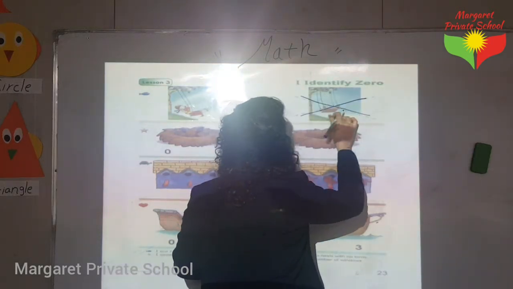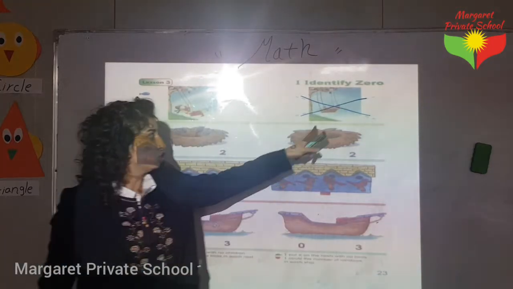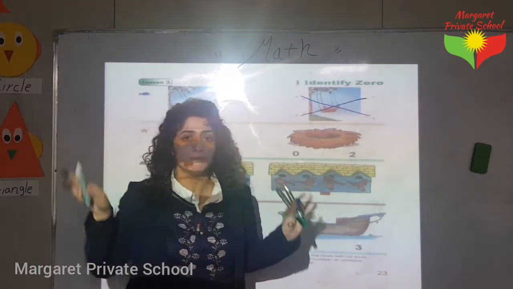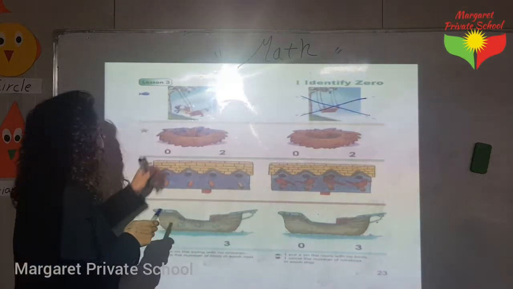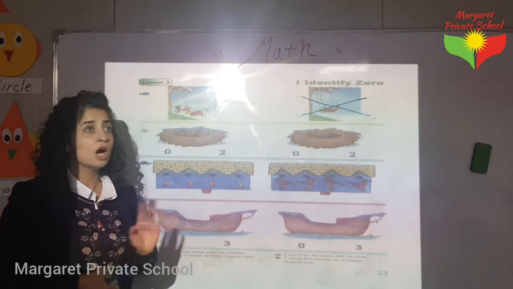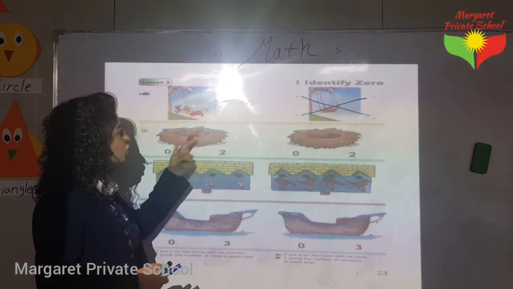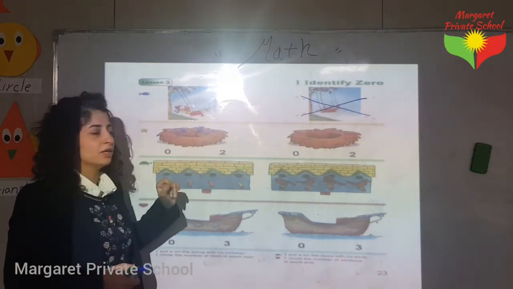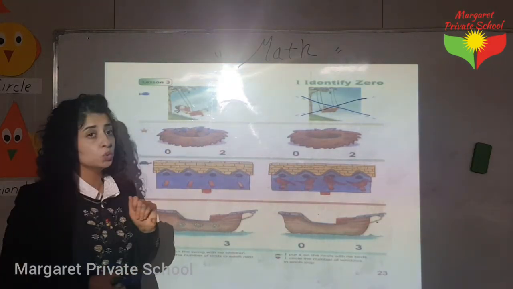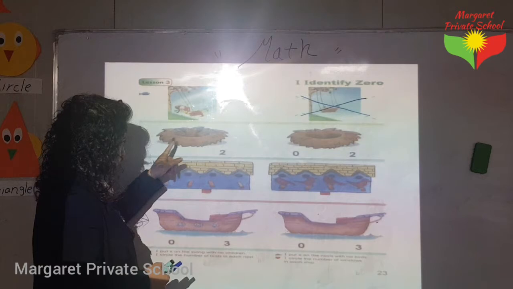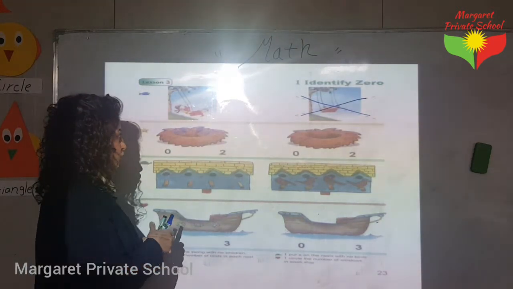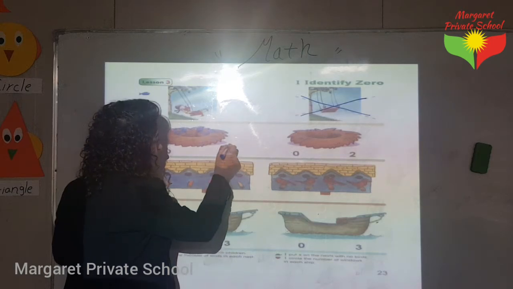How many birds from here? Let's count it: 1, 2. Okay, so this is number 2. Yes. So you must draw a circle around here.